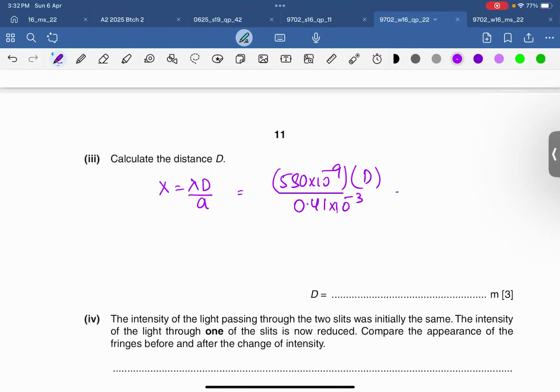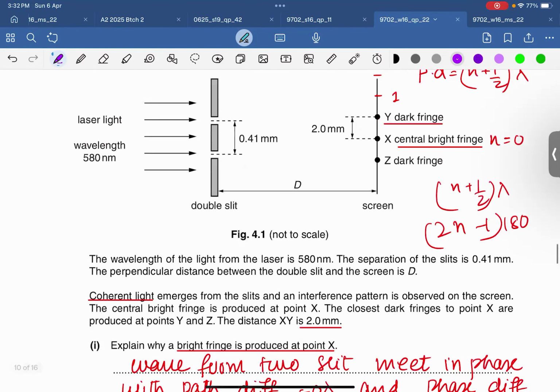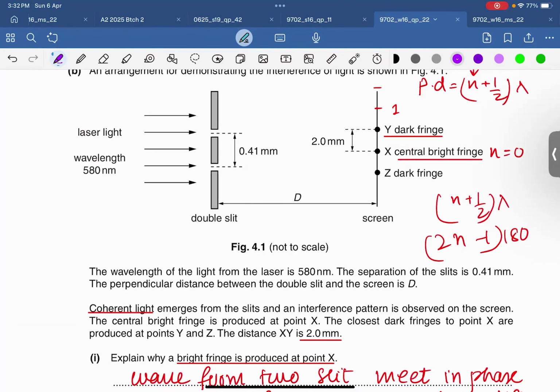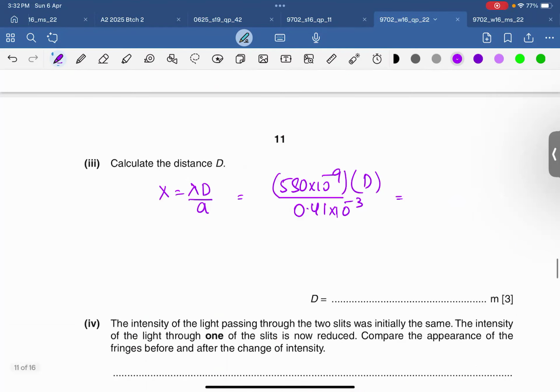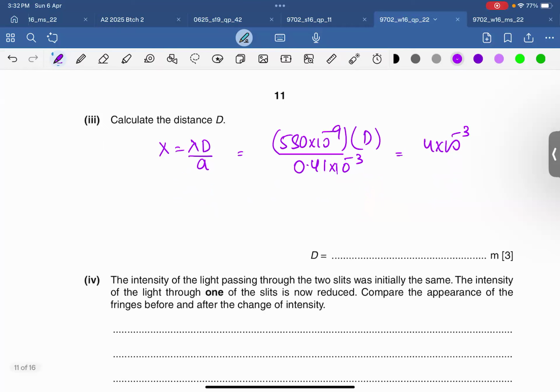And okay, x is basically the distance between the two bright fringes, okay? And the distance between a bright fringe and a dark fringe is given as 2 millimeters, so you have to times it by 2 for the bright fringe to occur. So it will be 4 exponent negative 3, okay. Just solve it. So the formula is lambda is equal to ax over d. Why four? Why not two?